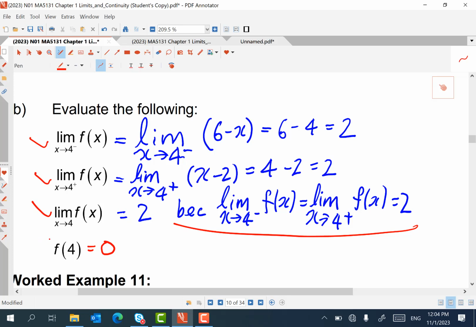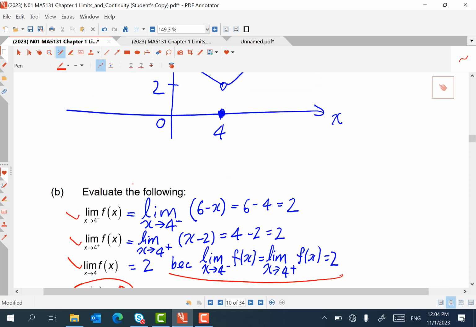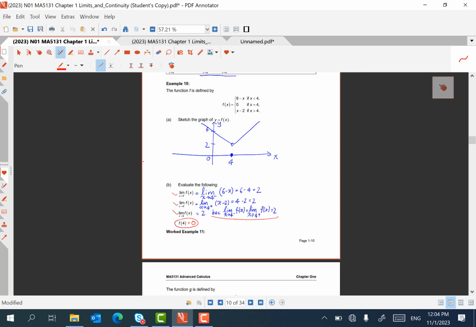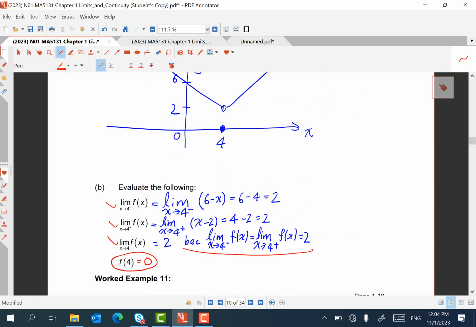Now you see that in this case, the function value at the point in question differs from the limit. And when such a thing happens, you realize from the graph that if I ask you to give a word to describe this graph, you will say that this graph is discontinuous. Or you can say it's not continuous. So it has a brokenness, so therefore it is discontinuous.